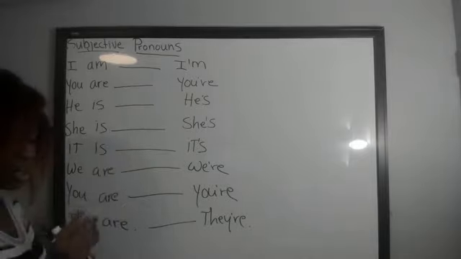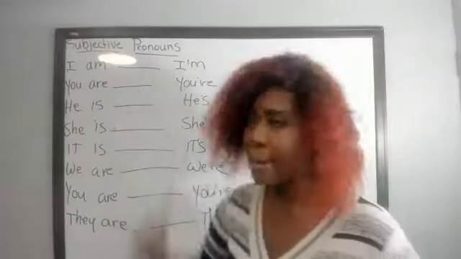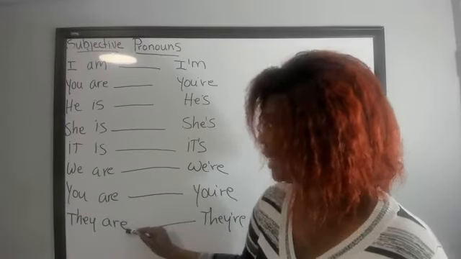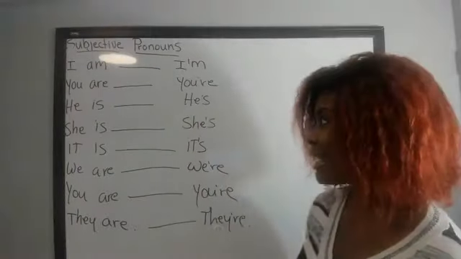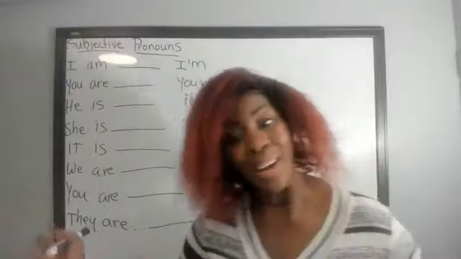So now, when we talk about subjective pronouns with be verbs, we're talking about everything on this side. When we talk about be verbs, we're talking about am, are, and is. We have three. That is why later, when we start using the subjective pronoun with sentences, keep in mind, if you are talking about yourself, let me take myself for example.